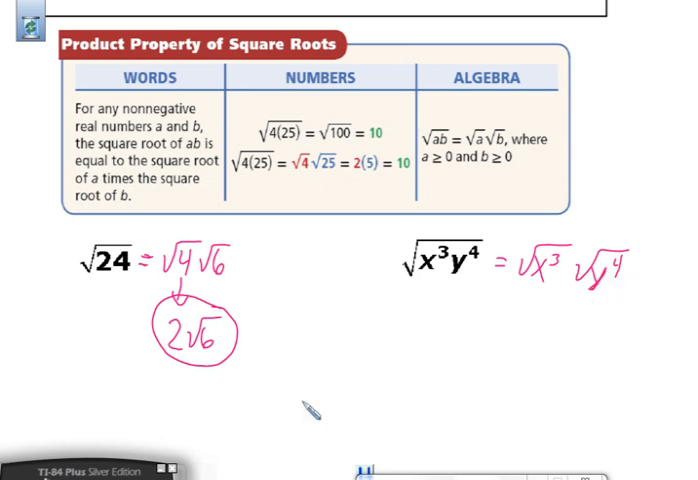So in this problem, well, the square root of y to the 4th is kind of easy. The square root of y to the 4th is y squared. But what about x cubed? What we want to do is simplify it down as far as you can.